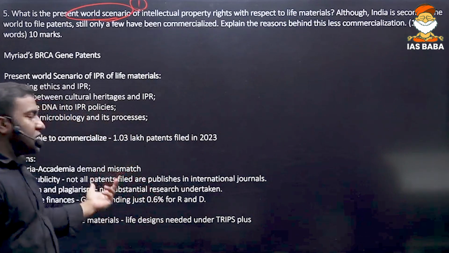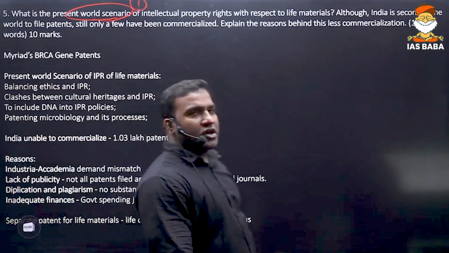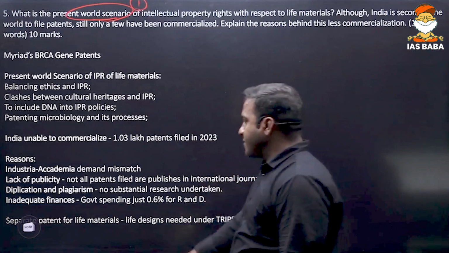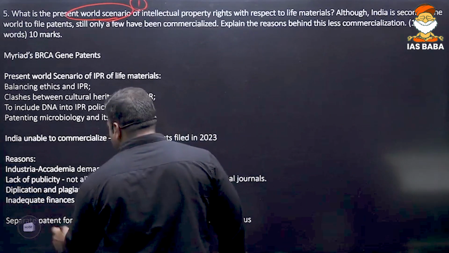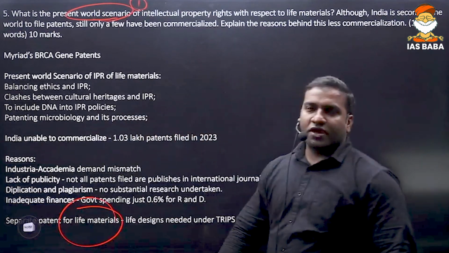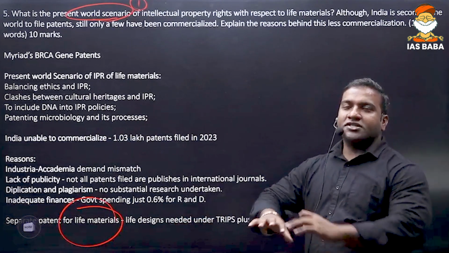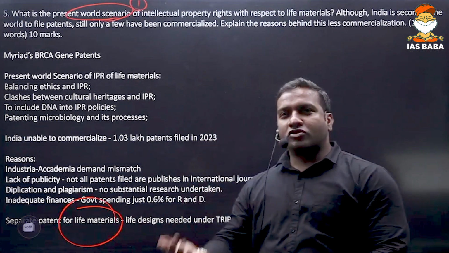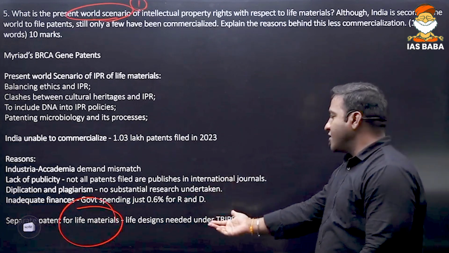Okay, that will be the issue. Some of the reasons why we are unable to commercialize the things. Then in conclusion, say separate patent for life materials. Say for example we have industrial designs, a separate patent for designs of industries, like your microchip, macrochip, motherboard. Patents will exist for their designs.